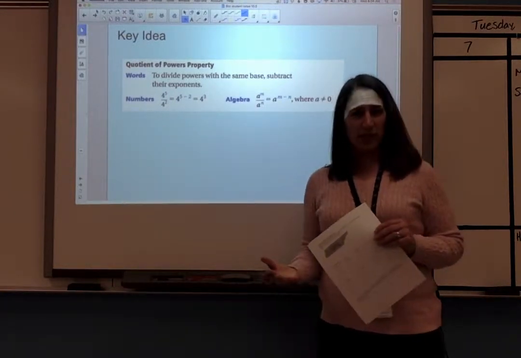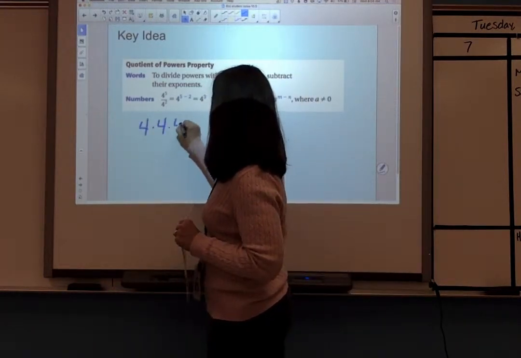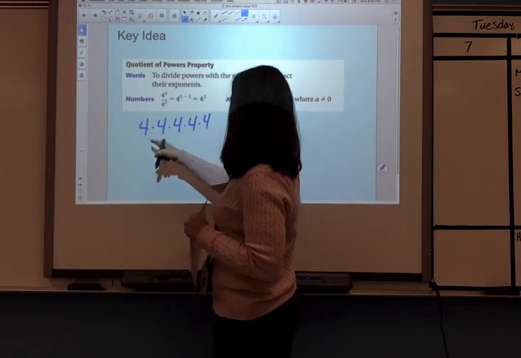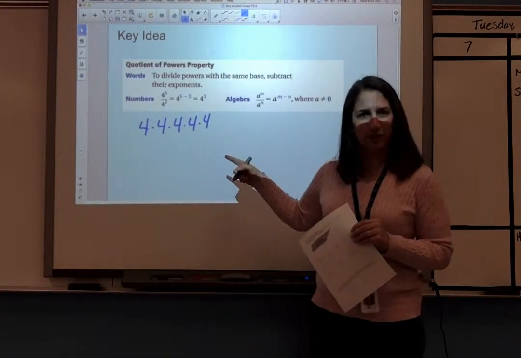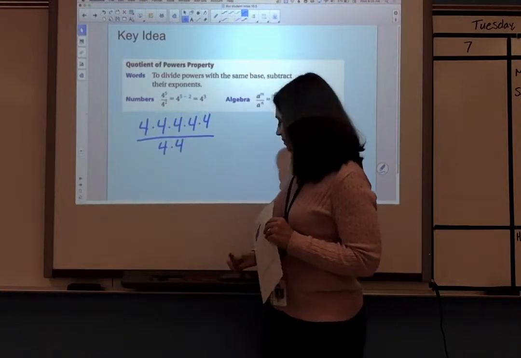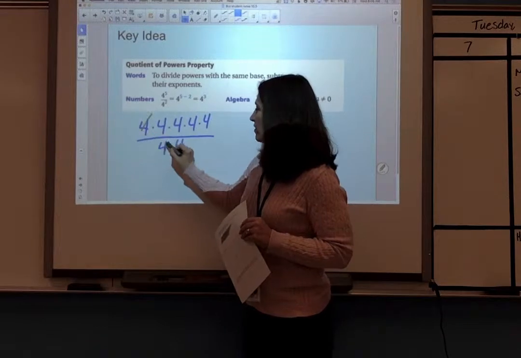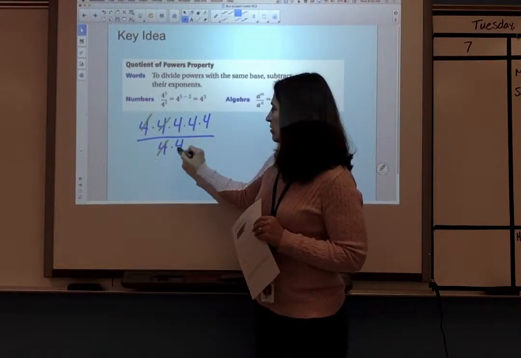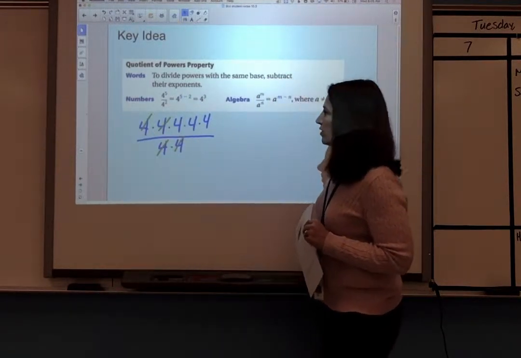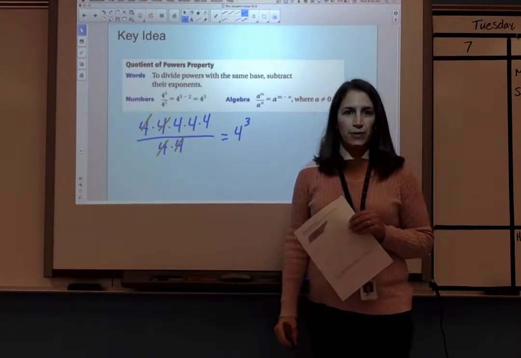Let's write this out in expanded form to see why this is working. 4 to the 5th power is 4 times 4 times 4 times 4 times 4. If we divide by 4 times 4, we can simplify this expression and say 4 divided by 4 is 1, and 4 divided by 4 is 1. So what we're left with is 4 to the 3rd power.